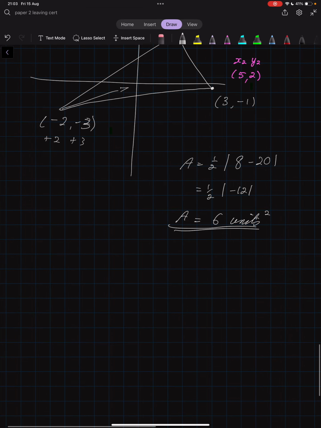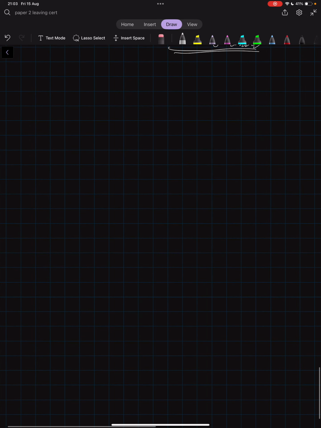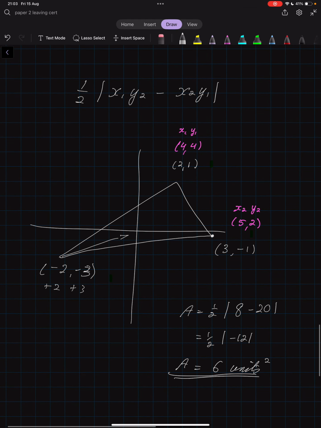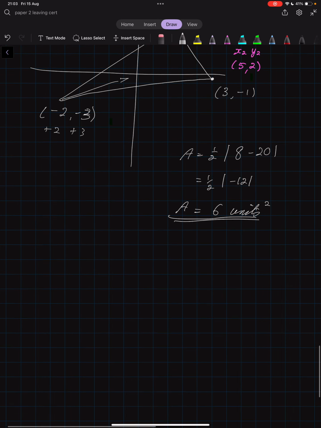I'll just do one more of these. And then there's only 3 things left. So another one would be, I know, that's fairly self-explanatory. You just make one of them 0, 0. You've minus 2, you've minus 3, just add 2 and add 3 to all the points. Use the other 2. That's kind of it.